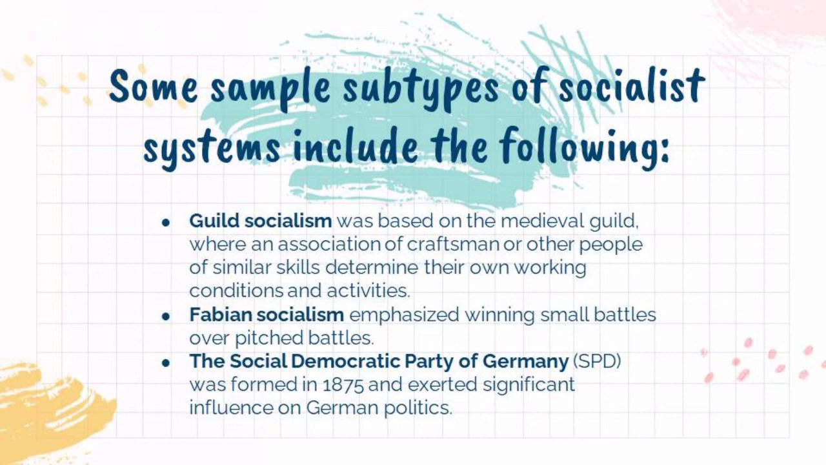Next is the Social Democratic Party of Germany, or SPD. It was formed in 1875 and exerted significant influence on German politics. A prominent revisionist of Marxism was Edward Bernstein, who lived in England for a while to escape the harassment of Otto von Bismarck, the chancellor of Germany, who tried to suppress the socialists and the SPD in particular.